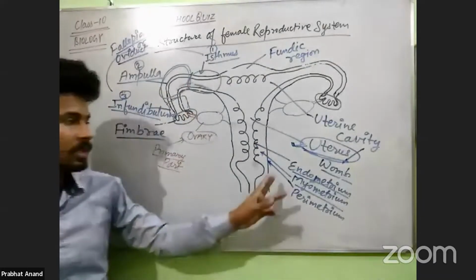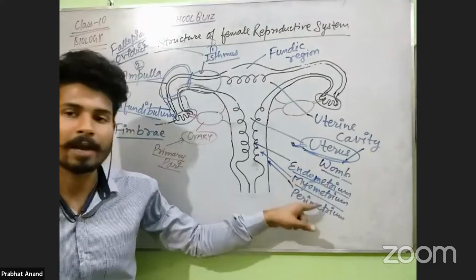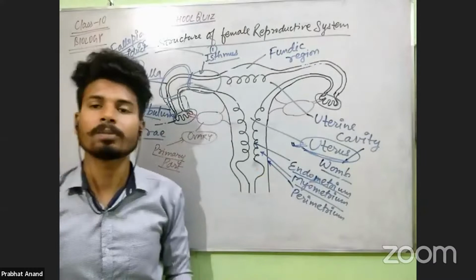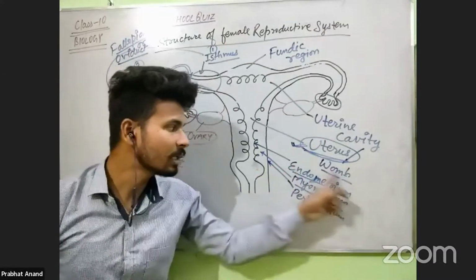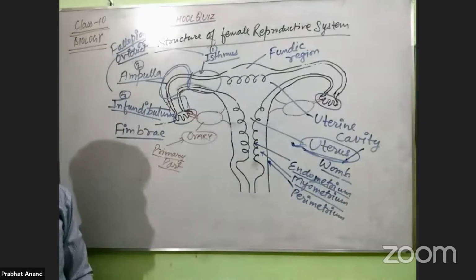Got it? The uterus is formed with three layers: the endometrium, myometrium, and perimetrium. And what is the innermost layer of the uterus called? That is called the endometrium. Got it? Everyone? Yes.